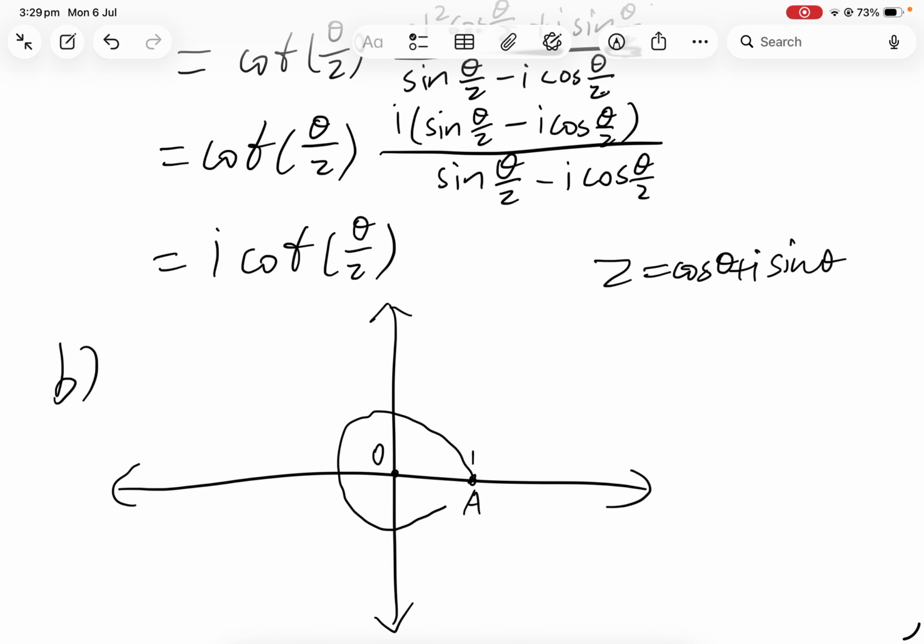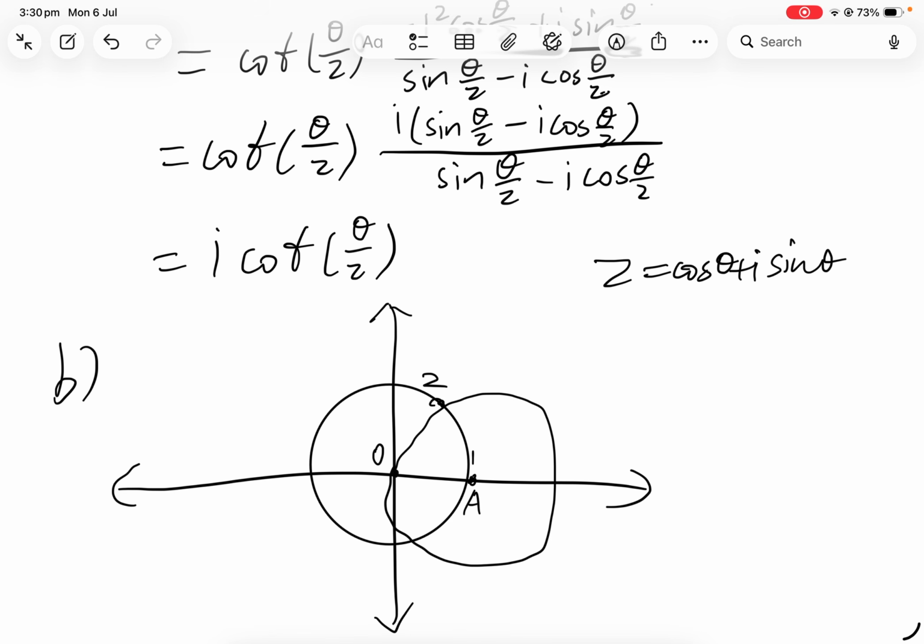Okay, so Z can be anywhere here. Let's do Z. Z is here, and it says 1 plus Z. So Z plus 1. So 1 plus Z just means that you draw another unit circle around 1. And Z is still here.